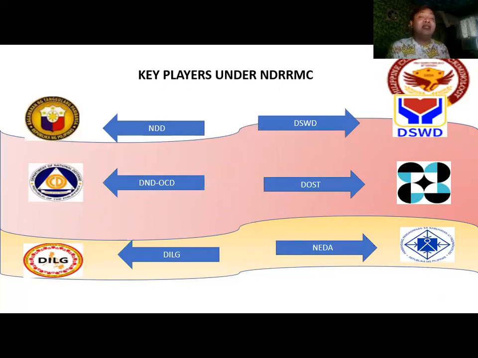These are the following agencies that are part of the umbrella agencies of NDRRMC, which help the agency to become more efficient in addressing disaster risk management. The following are NDD, DNDOCD, DILG, DSWD, DOST, NEDA, and other private and non-government organizations. With that being said, I would like you to find out the meaning of each department on your screen. That will be part of a quiz that I will give you.